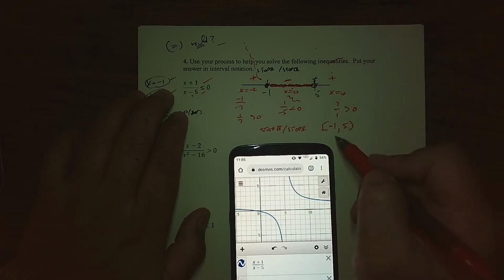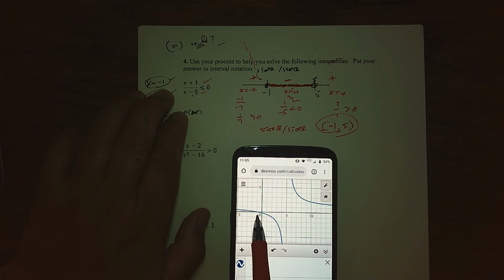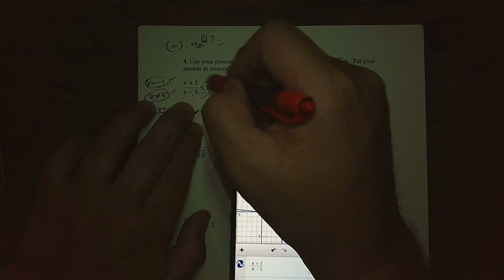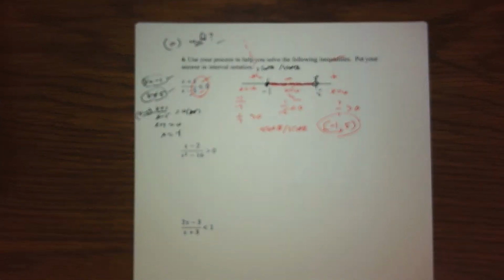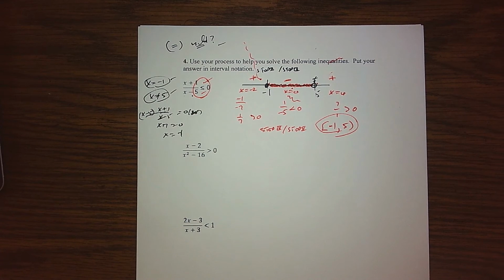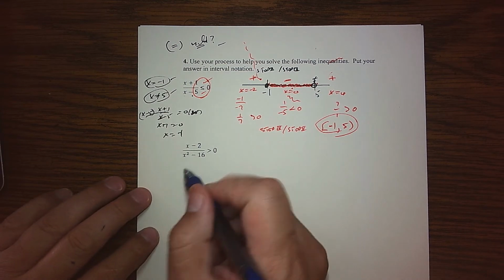So we can verify that from -1, including it, up to 5, excluding it, the graph is basically satisfying the inequality less than or equal to 0. So our graph matches our algebra, which should happen. All right. So let's do the next one real quickly. I think I have time to do that.